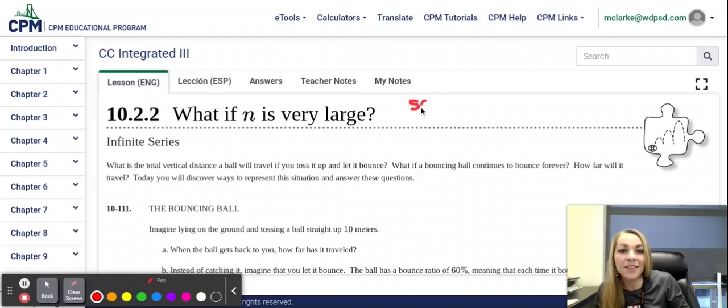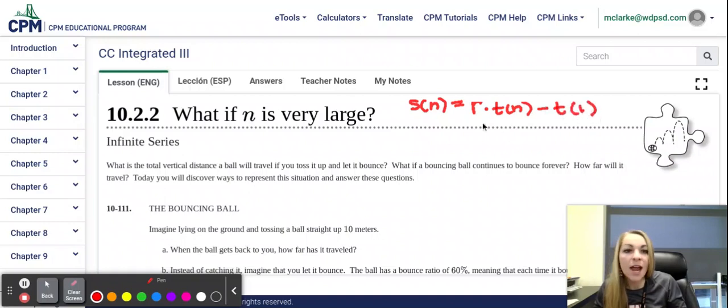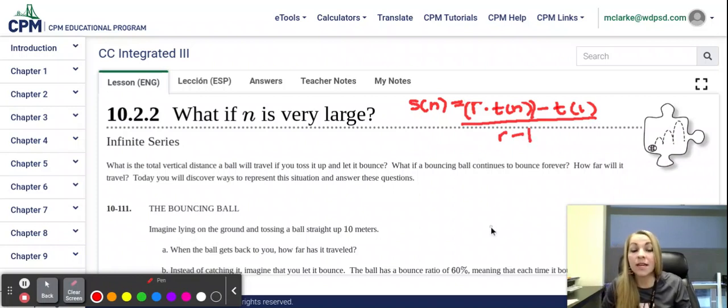Let me get on a pen. The sum of all the terms is your rate as a decimal times your last term minus your first term. And remember, you need to multiply the rate times the last term first and then subtract that, so you might want to put some parentheses around this as well. And then you're going to divide that by the rate minus 1. We're going to need to use that idea in these first couple problems, and this is where the infinite series stuff is going to stem from today.